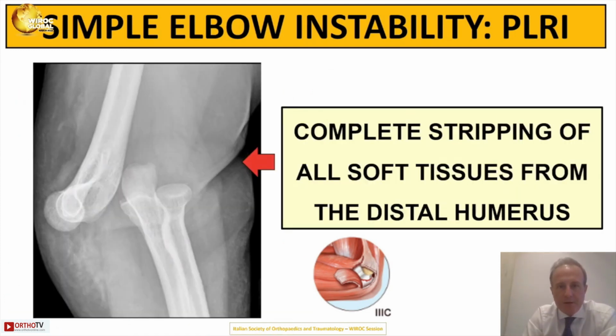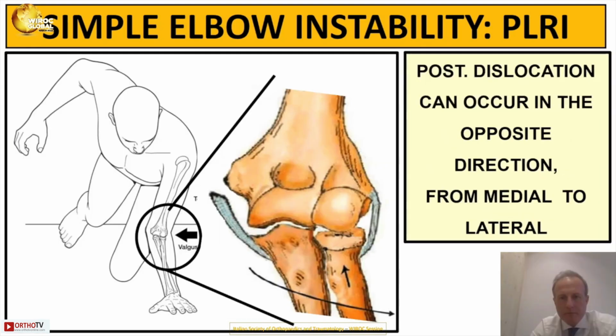Stage 3C, we have a complete stripping of all soft tissues, ligaments, capsule, and tendons from the distal humerus, producing an instability that is hard to control through forearm rotation or using a cast or a brace. More recently, as has been described in the past, several authors have postulated that in some cases the posterior dislocation mechanism might occur in the opposite direction, from medial to lateral, by axial compression and valgus stress.